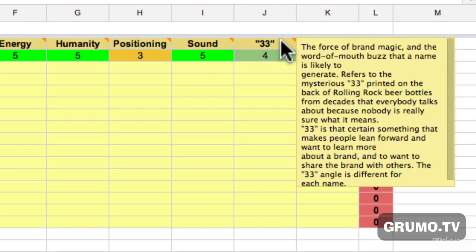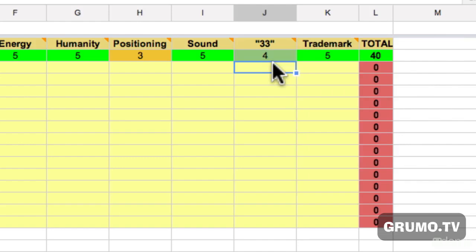33 is an interesting concept. It's kind of like the magic, right? It refers to the mysterious 33 printed on the back of Rolling Rock beer bottles for decades that everybody talks about because nobody's really sure what it means. Right? 33 is that certain something that makes people lean forward and want to learn more about that brand and share the brand with others. The 33 angle is different for each name. I think this is a very important factor, and it's hard to describe, but names and what they mean and what people think are so psychological. So picking a name that has that mystery in it is very important as well.